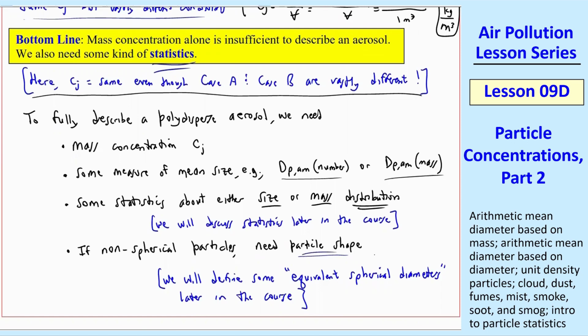So what we'll end up doing is defining an equivalent spherical diameter of some sort. We'll have a couple different ones that we'll define later in the course, kind of like what we did in fluid mechanics, where we defined a hydraulic diameter for pipes that are not round. We pretend they're round and define a hydraulic diameter. We'll pretend these particles are round by defining an equivalent spherical diameter.